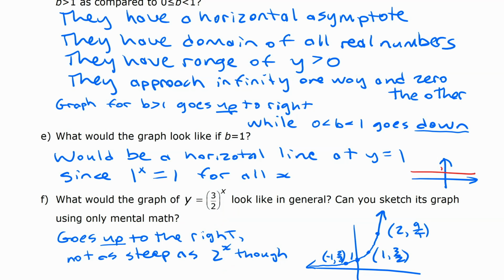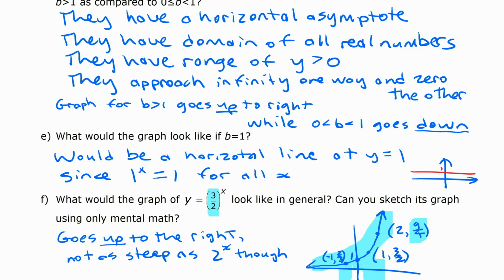If you wanted to think about some points, that y-intercept is going to be 1 because anything to the power of 0 is 1. But then at 1, the y value is going to be 3/2, 1.5. And similarly on the other side, at -1, it's 3/2 to the power of -1, which is like 2/3 to the power of 1, that reciprocal, so 2/3 there. And then going to the right even more, 3/2 squared is 9/4. All right, so that's generally what that graph would look like.